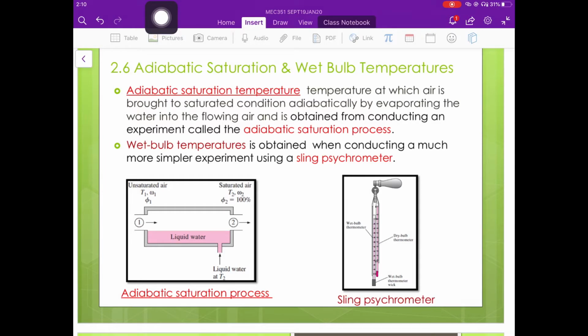Next, we are going to look into adiabatic saturation and also wet bulb temperatures. Adiabatic saturation temperature is the temperature at which the air is brought to saturated condition adiabatically by evaporating the water into the flowing air, and is obtained from conducting an experiment called the adiabatic saturation process.